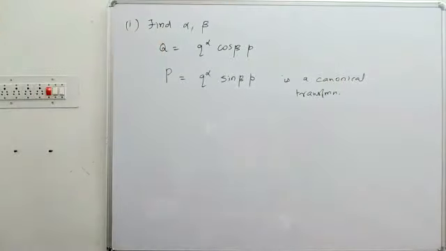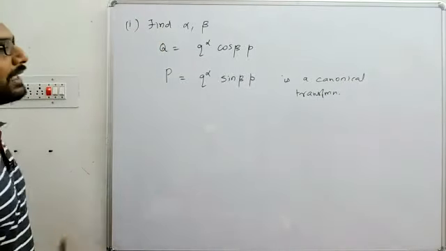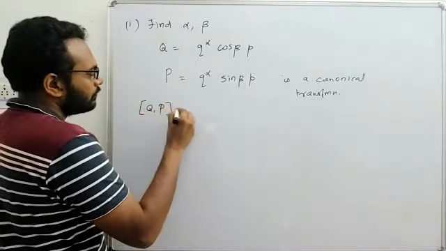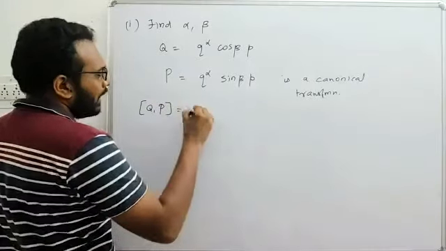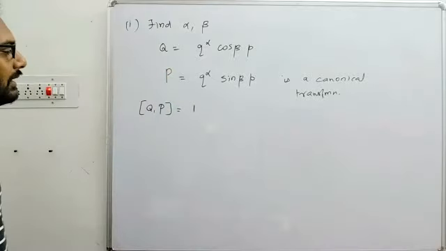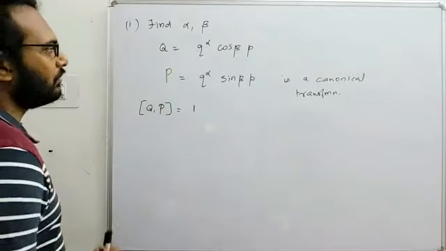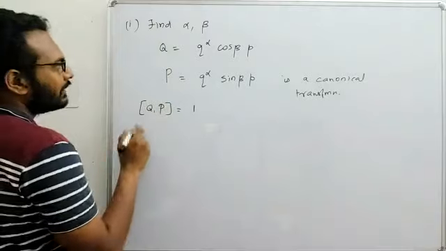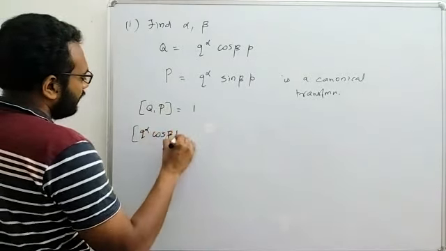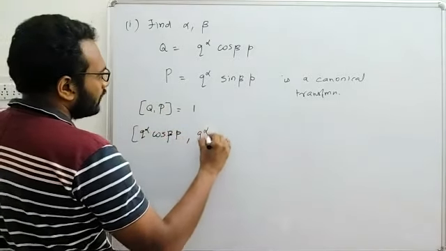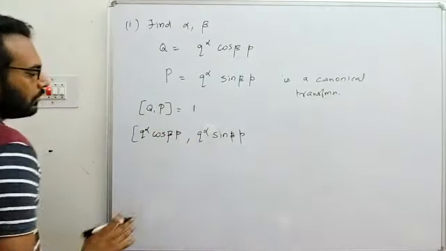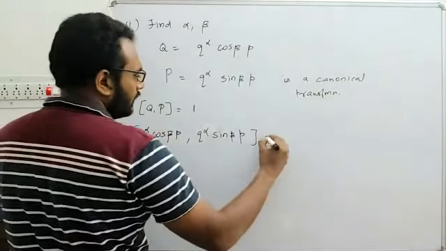Now what equation do we have? They have given that this is a canonical transformation, so we can immediately write that {Q, P} is equal to 1. We have got this condition immediately, an equation relating these two. Let's check what equation we get. If you take this, it becomes {q raised to alpha cos beta p, q raised to alpha sin beta p}. We have got alpha and beta, which are constants here, is equal to 1.